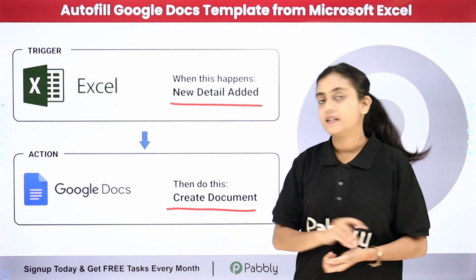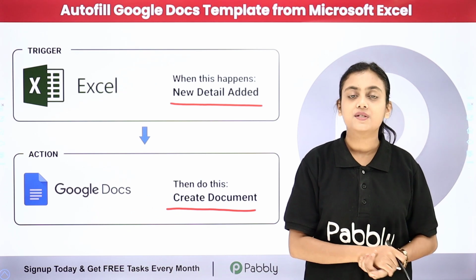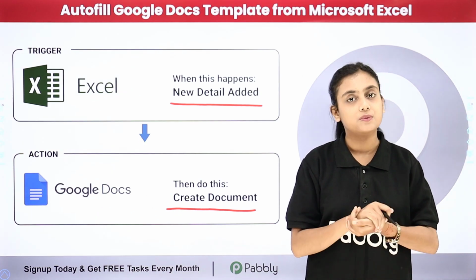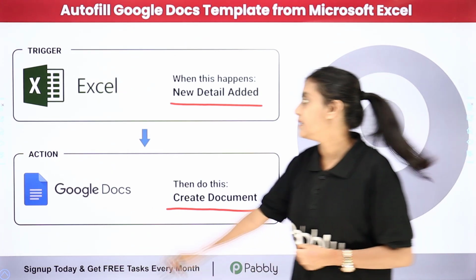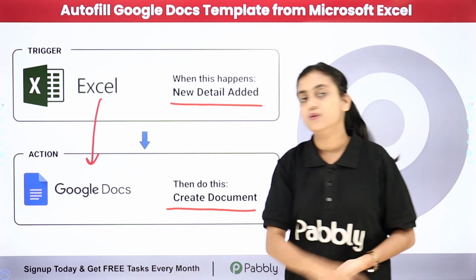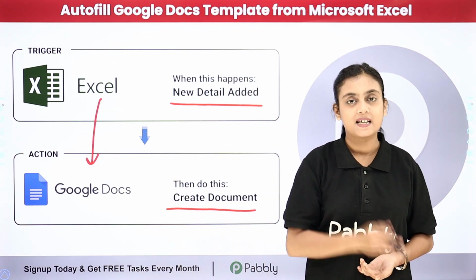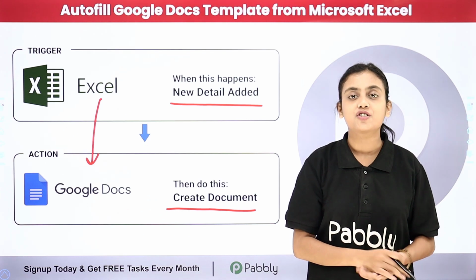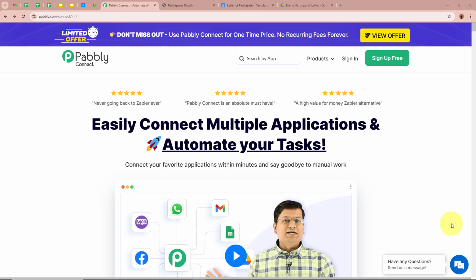document is going to be created of letter of participation using the template that we have already created using Google Docs. And for that, we are going to create an automation between Microsoft Excel and Google Docs with the help of Pabbly Connect. So if you want to learn about this amazing automation, then let me take you all to my screen. Welcome to my screen.